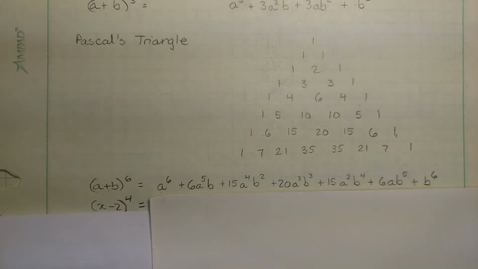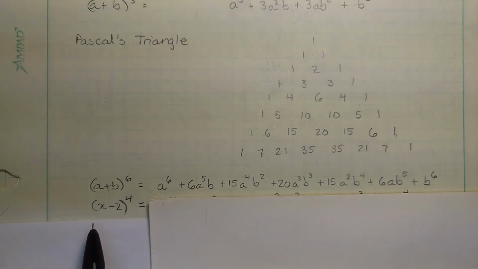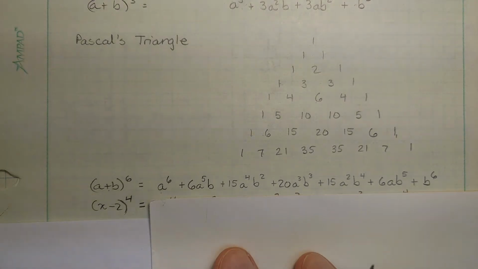Now let's go ahead and let's look at what happens when we have something that's not just A plus B. We actually have different expressions in there. So now we have a variable and a constant. So remember, this minus 2, we need to think of that as plus -2. That means our A, wherever we see A, that's actually X. And wherever we see B, that's actually -2.